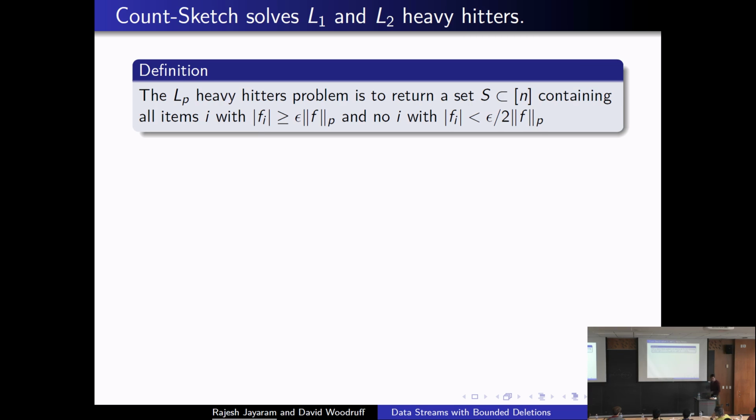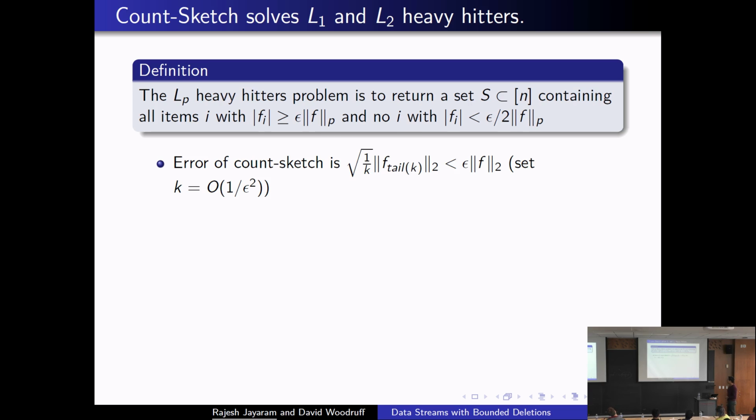Basically, recall the heavy hitters problem, which said that we want to return a set S of items such that it contains all the items that are epsilon heavy hitters, and it doesn't contain any items that don't have at least epsilon over 2 of the Lp norm. So the error of count sketch is strictly less than epsilon times the L2 norm if you set k to be 1 over epsilon squared. So setting the number of columns to be 1 over epsilon squared, you solve L2 heavy hitters.